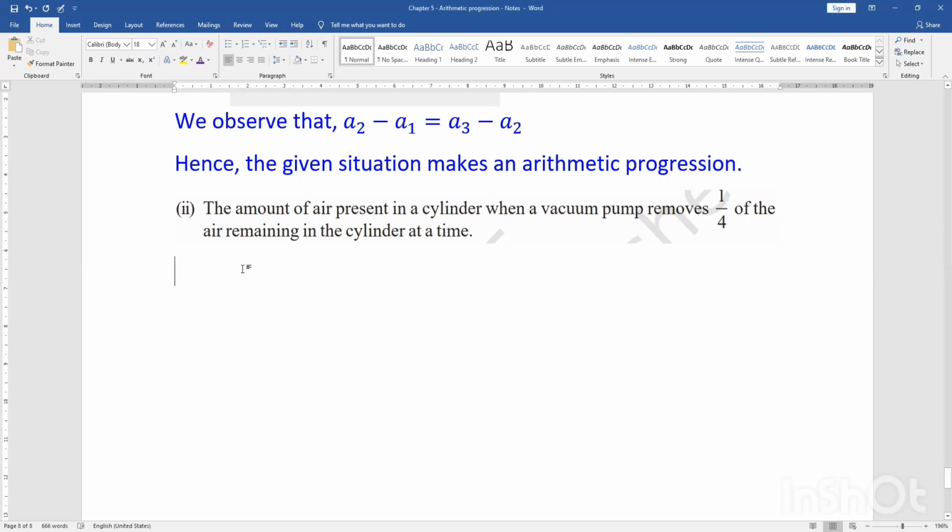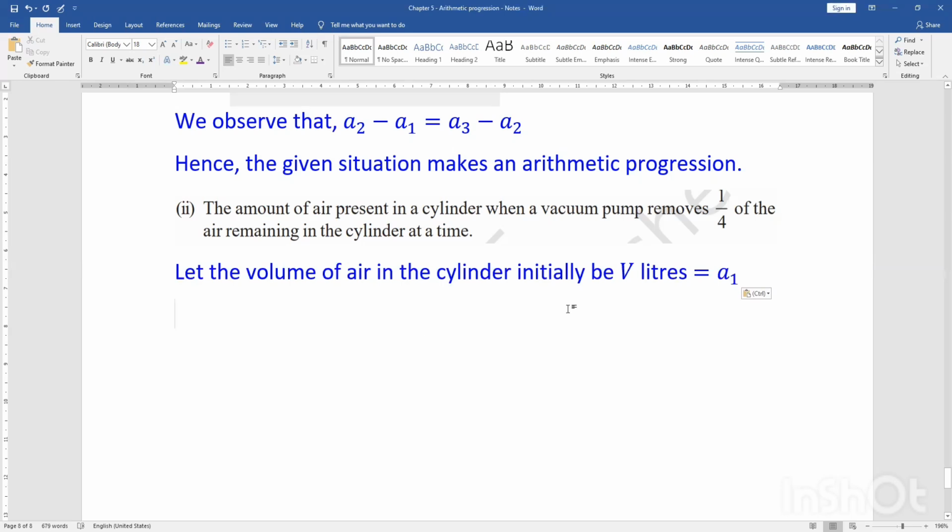See, initially, since there is some volume, I take it as V. Let the volume of air be V liters, the same way we measure liquid in liters. So let the volume of air in the cylinder initially be V liters. This will be taken as A1.